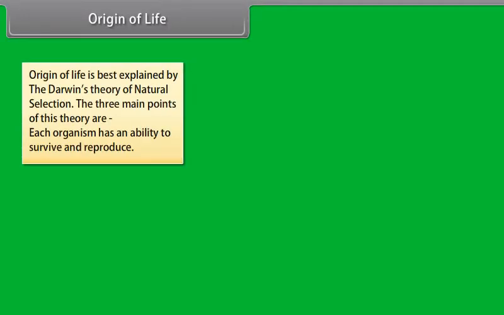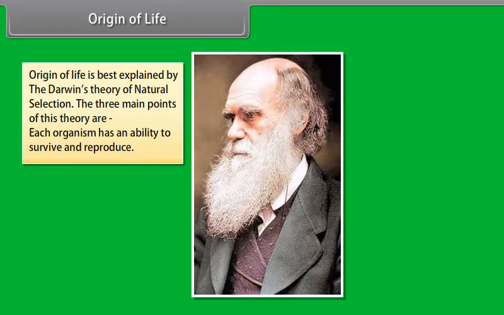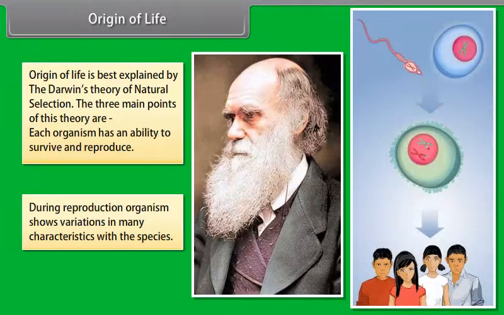Origin of life is best explained by Darwin's theory of natural selection. The three main points of this theory are: each organism has an ability to survive and reproduce. During reproduction, organisms show variations in many characteristics within their species.